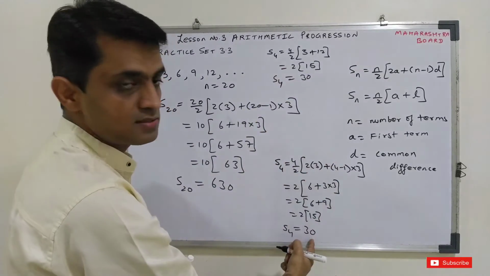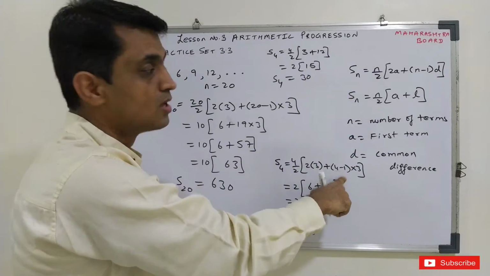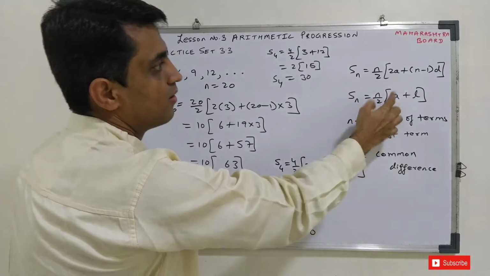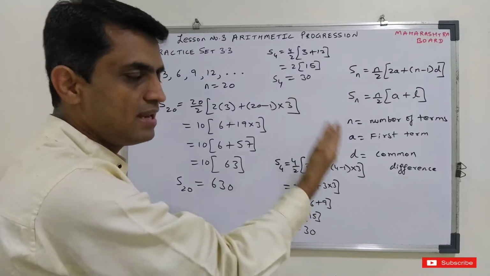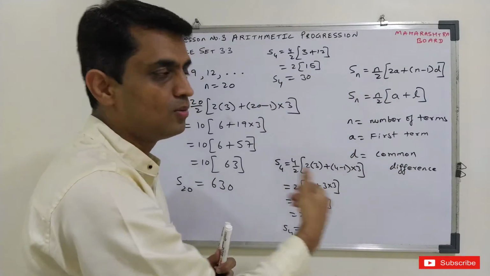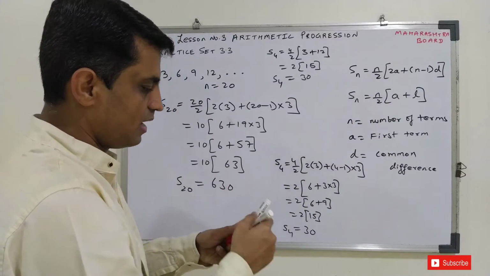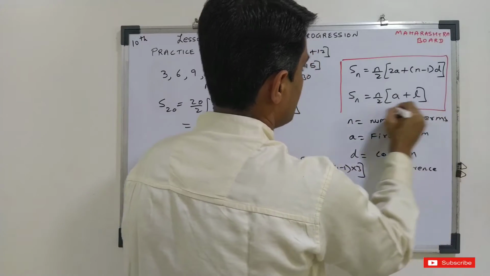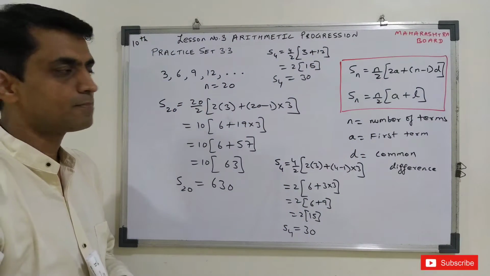See this formula and this formula both give you the same answer. But here we know the last term, here we don't know the last term. So whenever the last term is given to you, you can use this formula. Whenever the last term is not given to you, but other information is given, n is given to you, a is given to you, d is given to you, then you can use this formula. So these two formulas are very important for our exercise, and we are going to use them in our exercise.